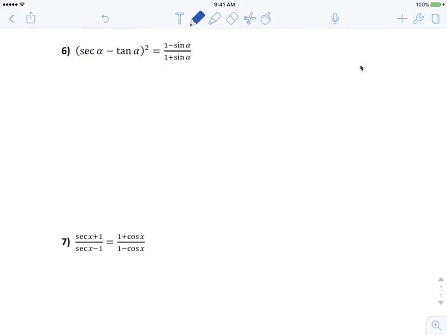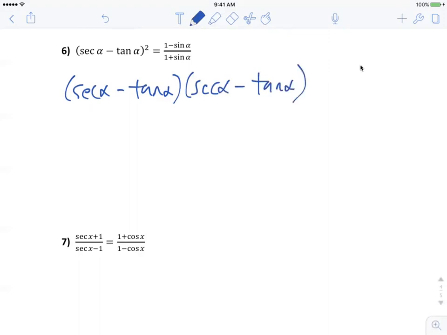Okay, we're going to multiply this out. So that left side, I'm going to write it as secant tangent times secant tangent minus tangent. And then I'm going to FOIL this. So this is secant squared. It's the first. The outside is secant tangent, so minus secant tangent. The inside is a tangent secant.